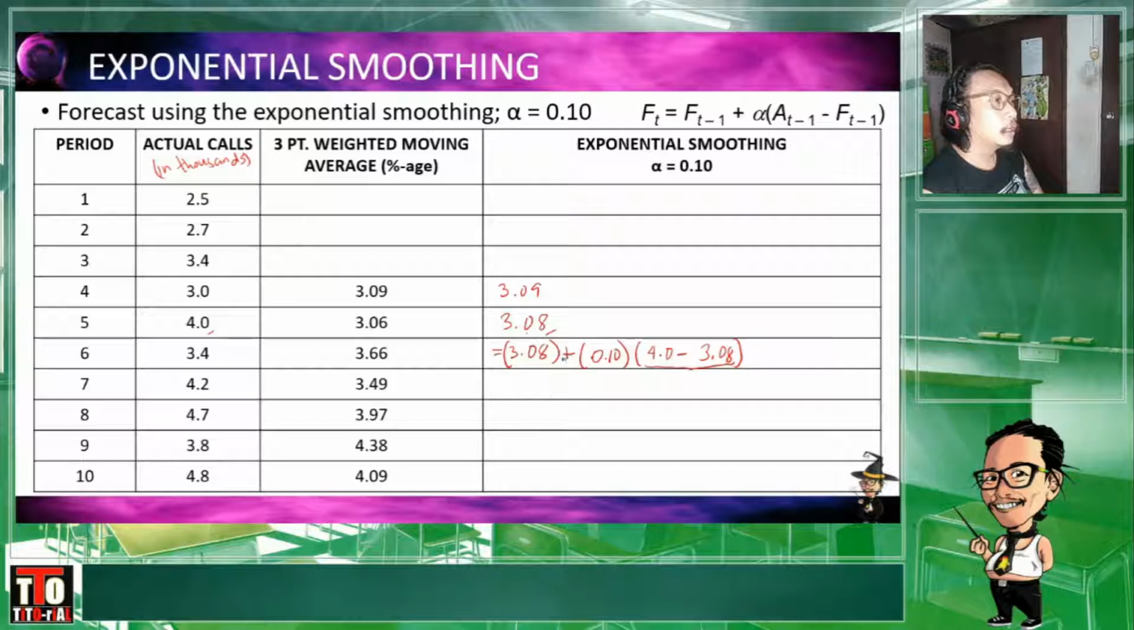Okay? Now, to continue. Okay? Continue ulit tayo. So, again, baba lang natin si 3.08 plus, copy lang din natin si 0.10. Umpisahan muna natin kay 4 minus 3.08.